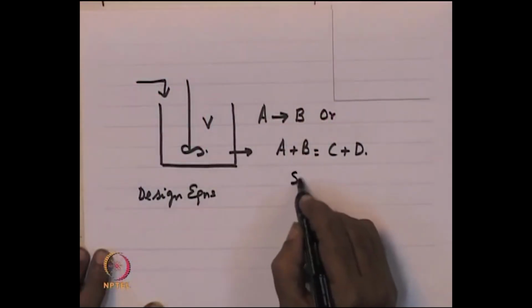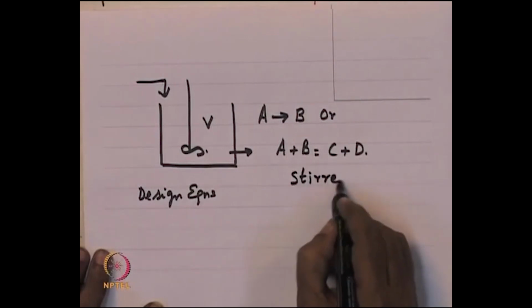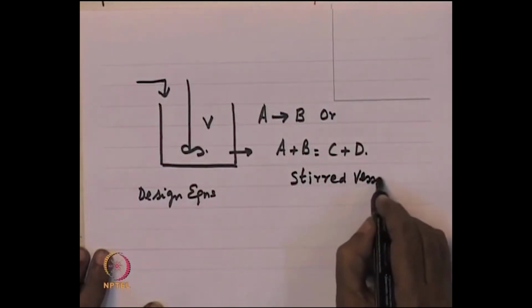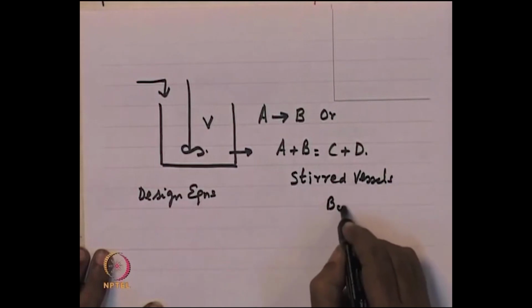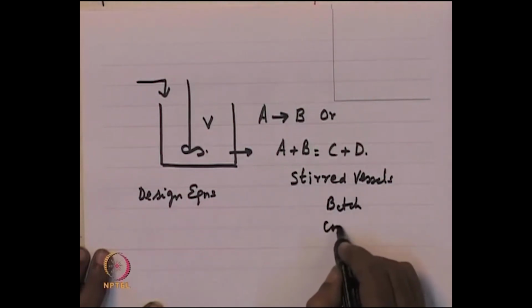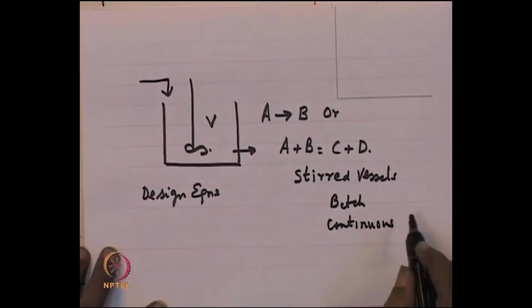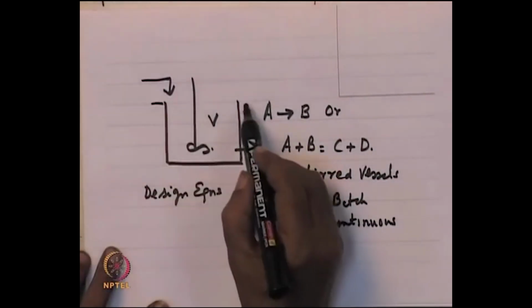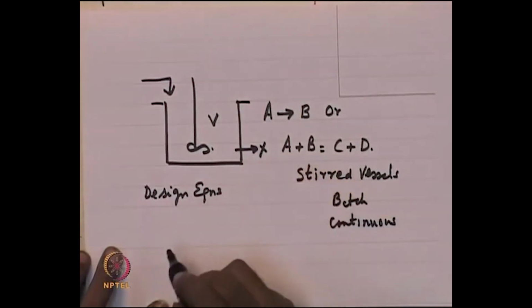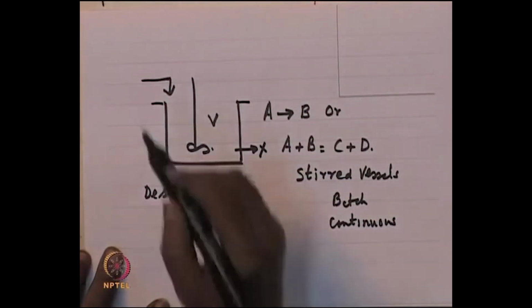Little earlier we talked about stirred vessels. These are all stirred vessels. Now, stirred vessels can be a batch equipment or can be a continuous equipment. Batch equipment means that there is no flow in and no flow out.